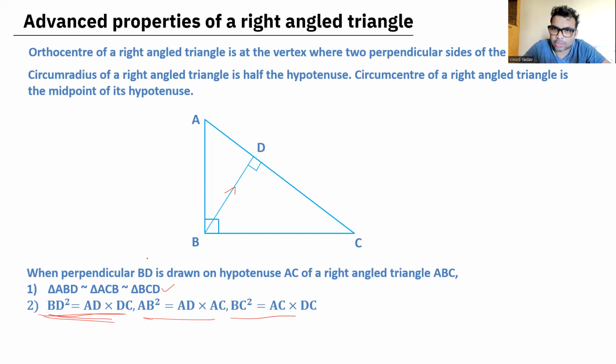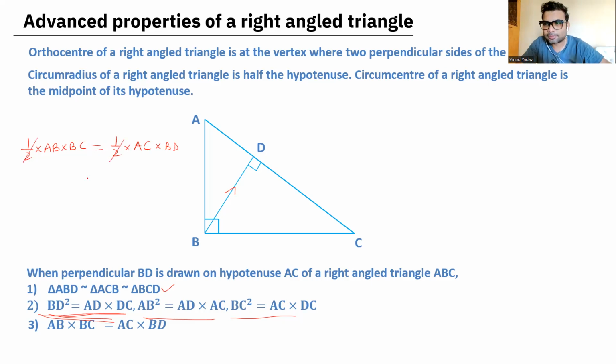Now, one more beautiful relation which you should know: AB into BC is the same as AC into BD. Why so? Simple logic, area. So half into AB into BC is the area. If you visualize this area with AC as the base and BD as the height, AC is the base and BD is the height. Same area, na? Same triangle. So the halves cancel. So ultimately AB into BC is AC into BD. Understood? Remember this. Okay.